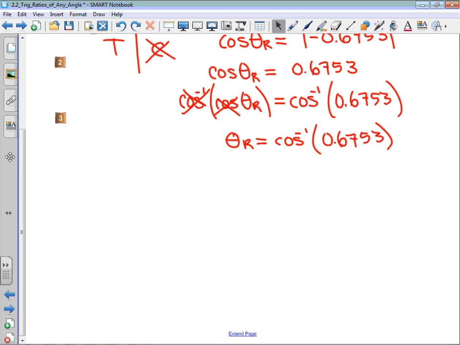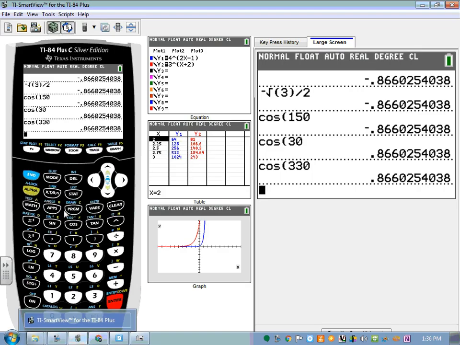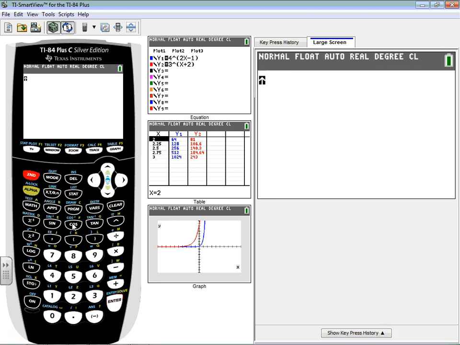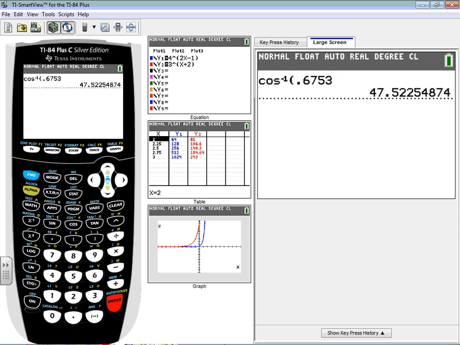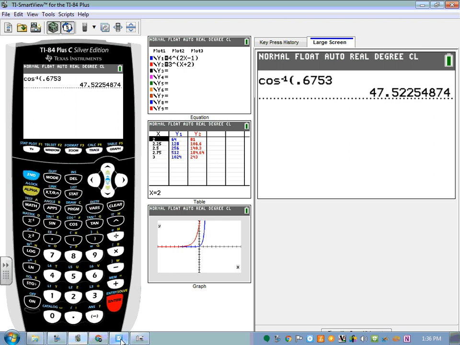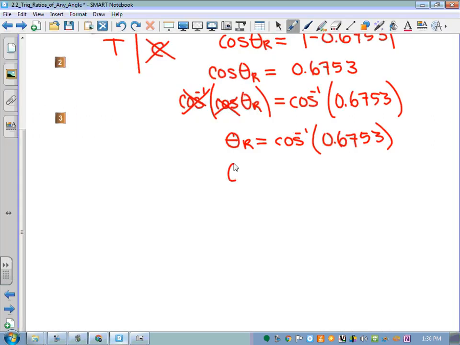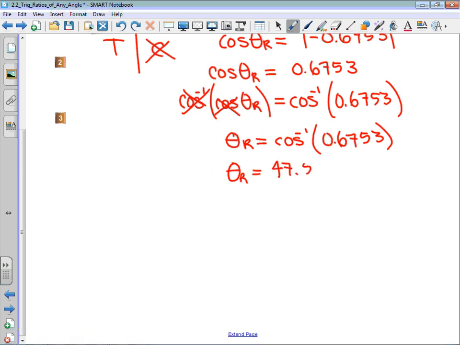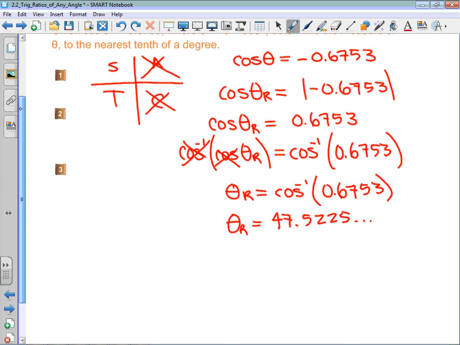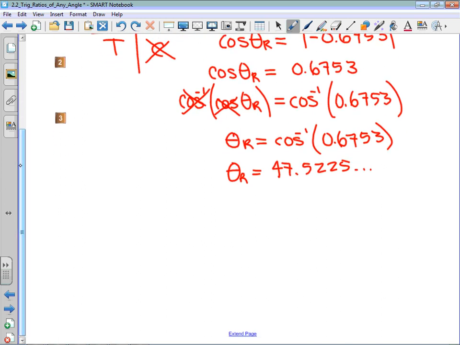You need your calculator for this. Any scientific calculator will have the trig functions. On the TI calculators, to get the inverse, you hit second cos, and you'll see the little -1 in place there, and then 0.6753. The calculator tells me that's 47.5225, and that number does carry on forever. The question says round your answer to the nearest tenth of a degree. We are going to round at the end, just like in physics or most science classes, where we typically round only our final answer.